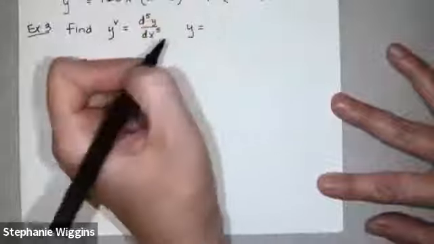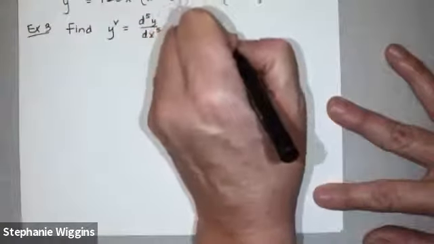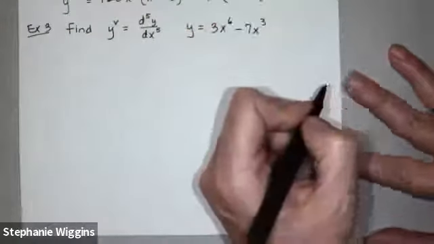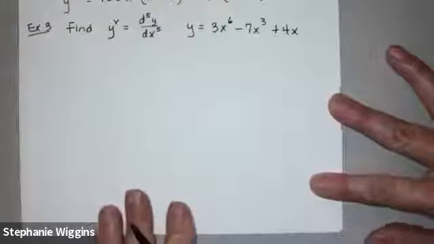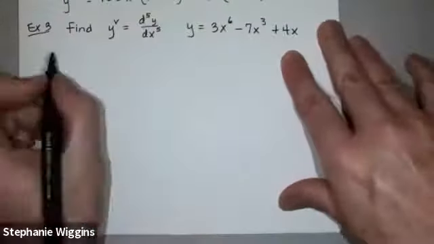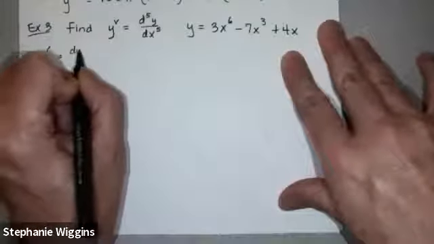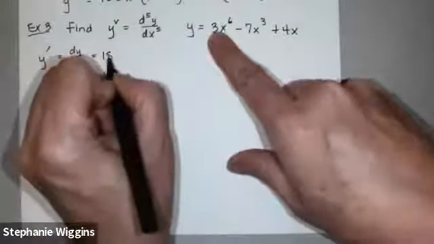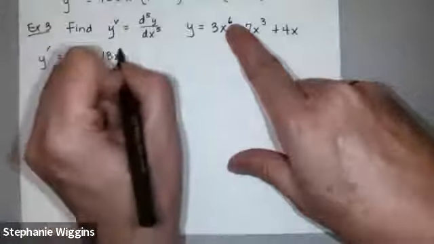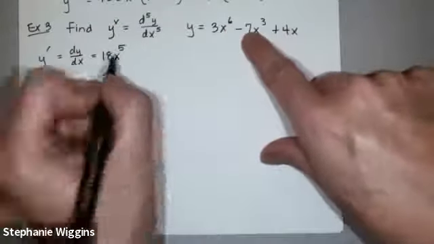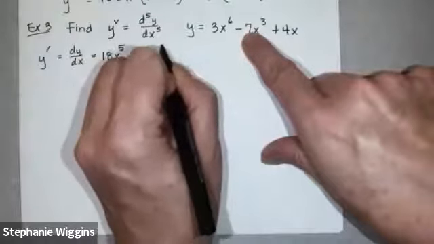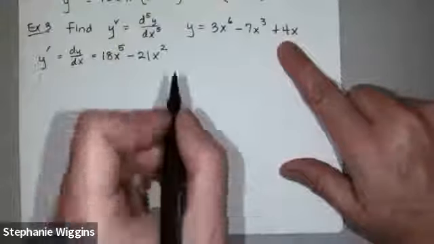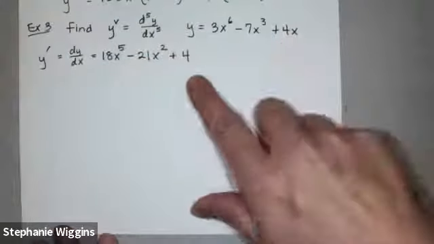Our function is given to us as 3x to the 6th minus 7x cubed plus 4x. So here's my original function. Now, the first derivative, dy/dx, is 6 times 3, that's 18, and then subtract 1 from 6 for x to the 5th. 3 times negative 7 is minus 21x squared, because I'm subtracting 1 from 3. And for my linear term, the derivative is 4. Okay, that's the first derivative.